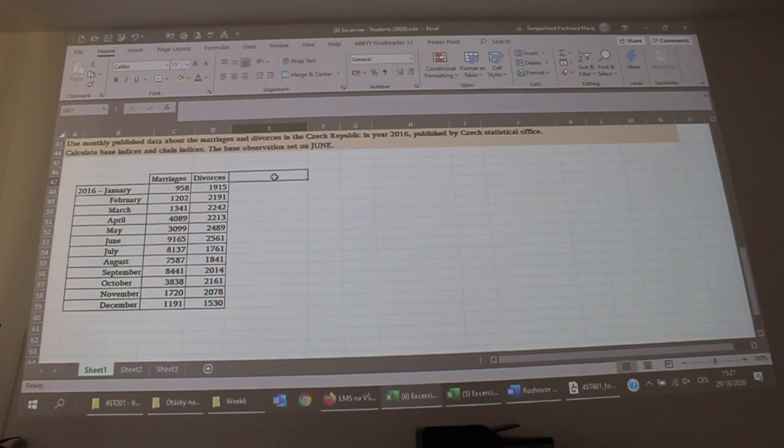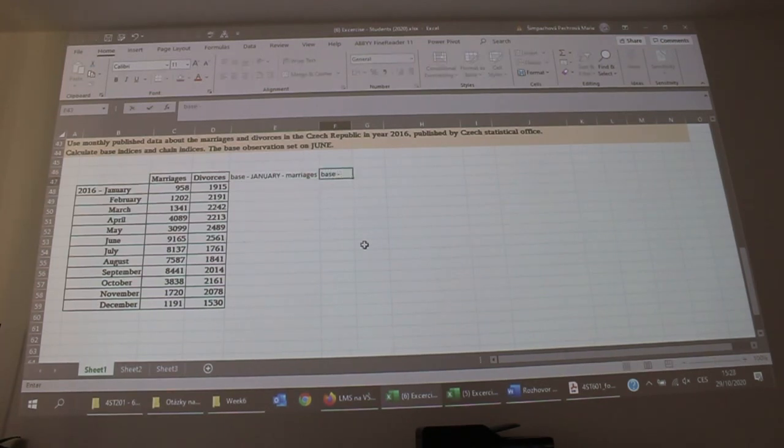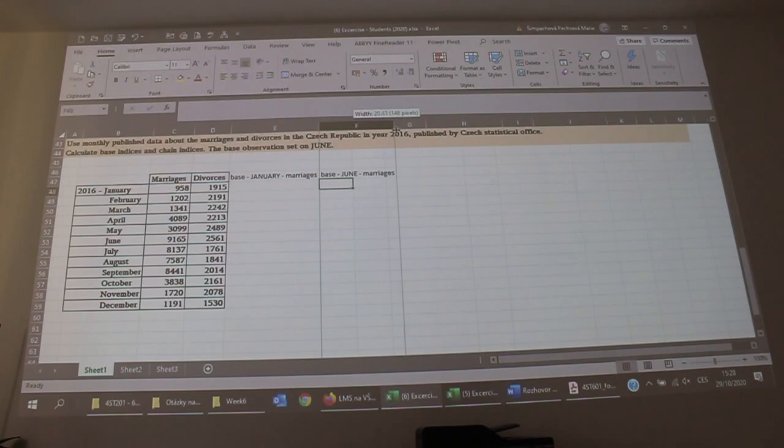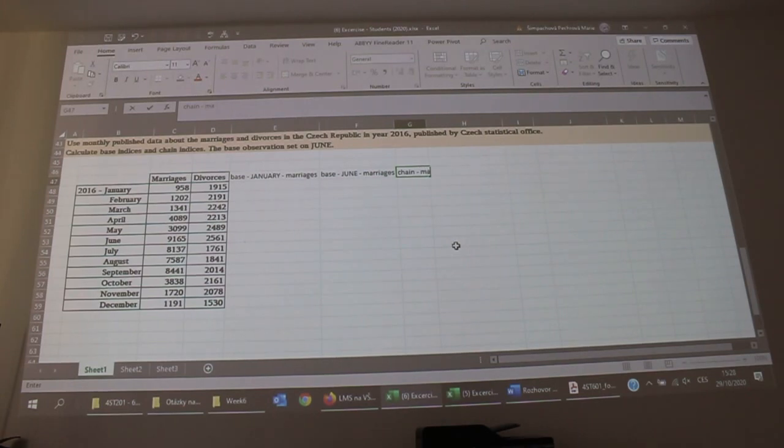Here we will start. Base January marriages. Now base June, this is my requirement. Base June marriages, and finally chain marriages. Okay, and another 3 columns.